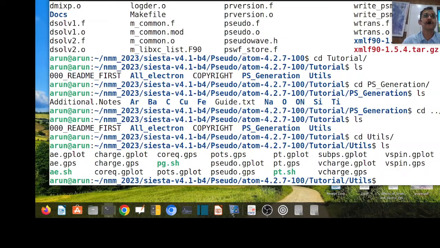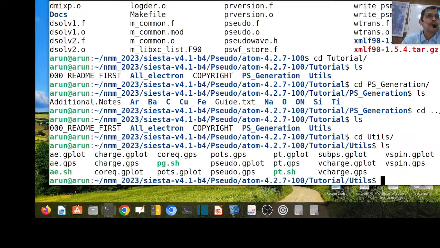AE means all electron, if you want to do an all electron calculation. Another is PG.sh, which means pseudopotential generation, and the third one is PT.sh, pseudopotential testing. PG.sh does pseudopotential generation with core correction and without core correction, because in the pseudopotential approach we use the valence electrons and we do not consider the core electrons.